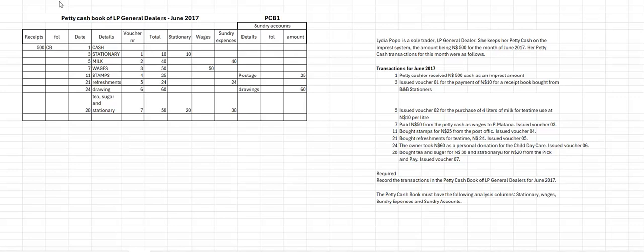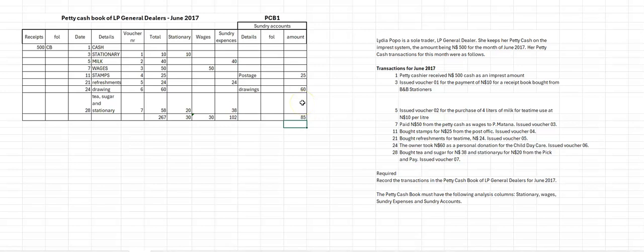The total of the total column must be equal to the sum of the analysis columns plus the amount of columns of sundry accounts. So the total here must be the same as when we enter all the totals here, right? So we're going to start calculating all the totals together. This total amount is 267, and then we total this column as well. We total this column and this column, and finally the last column.